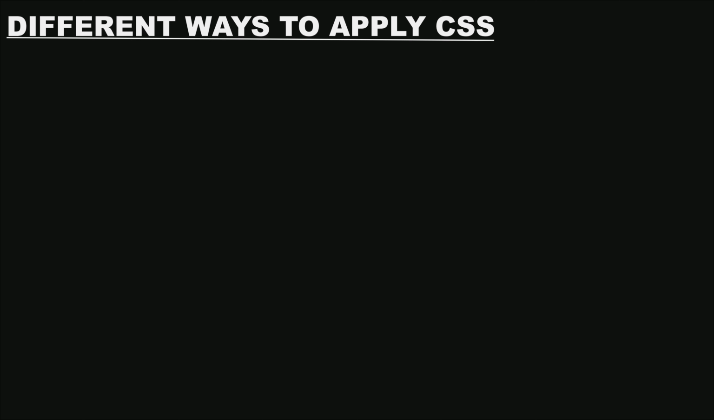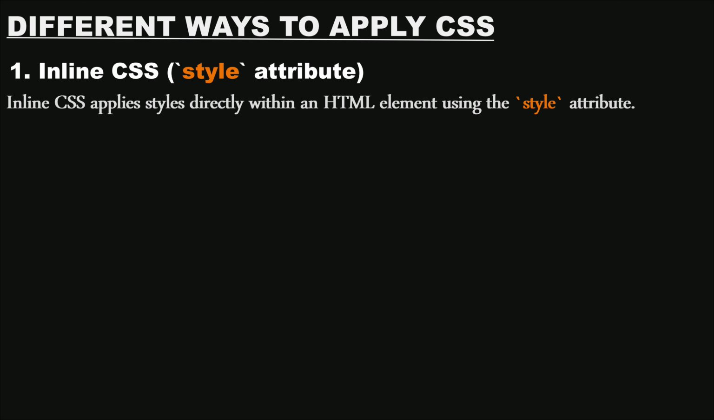Different ways to apply CSS. You can add CSS to any HTML web page using the following methods. 1. Inline CSS with style attribute. Inline CSS applies styles directly within an HTML element using the style attribute. Inline CSS is best for quick, one-time styling, and not recommended for larger projects because it is hard to maintain.